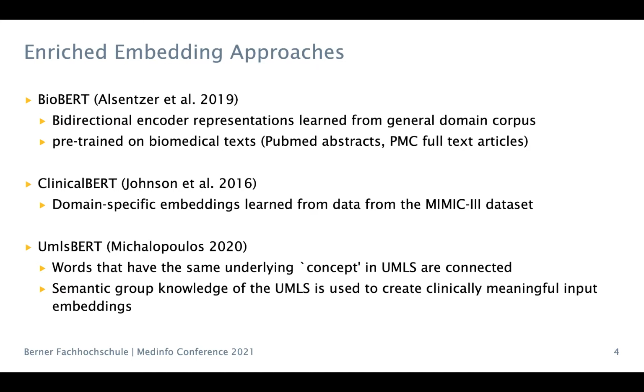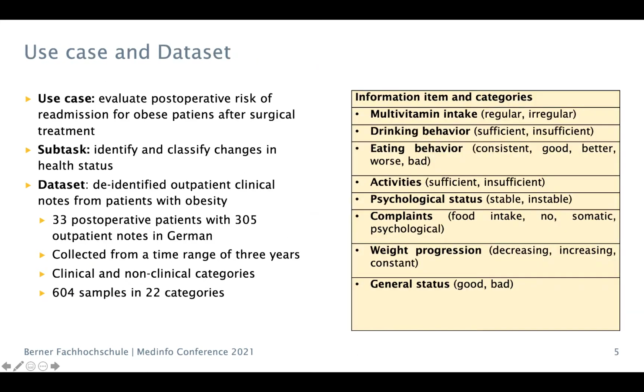So they're using UMLS concepts and map terms to concepts of the UMLS so that words that have the same underlying meaning are mapped to the same concept. Also, the semantic group knowledge of the UMLS is used in these UMLSBERT embeddings. However, BioBERT and ClinicalBERT, as I mentioned, are trained on English documents, so we are still missing approaches for German language. In this work, I'm focusing on a use case that is based on German clinical data.